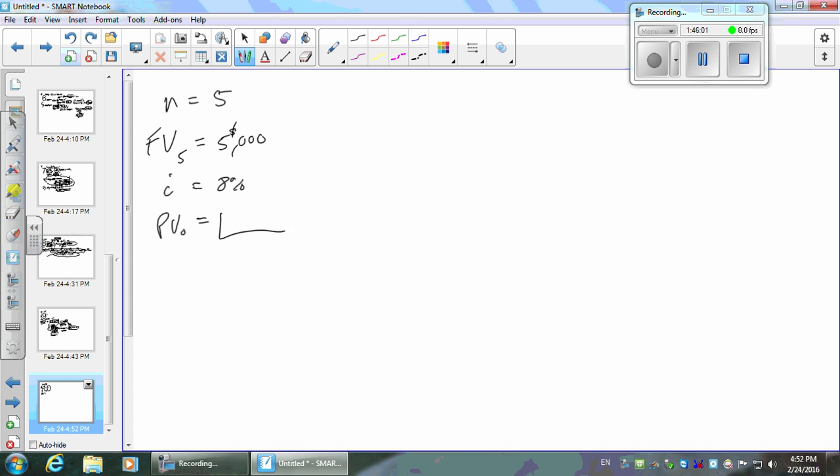Set them up like this, and you'll really appreciate that you did. Because now I know exactly what I'm calculating, and I know exactly what I'm going to use to calculate. So in this situation, I know the future value, 5 periods from now, is $5,000.